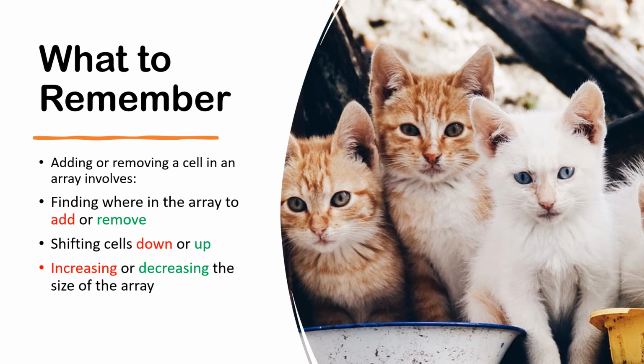So what you need to remember, as a summary, to add or remove a cell in an array: you need to find where in the array to add or remove. You either shift the cells down for an add, up for a remove. You increase the size of the array for an add. You decrease the size of the array for a removal.